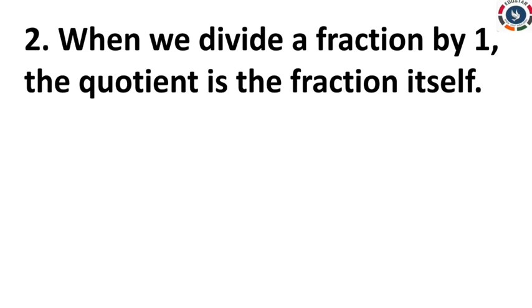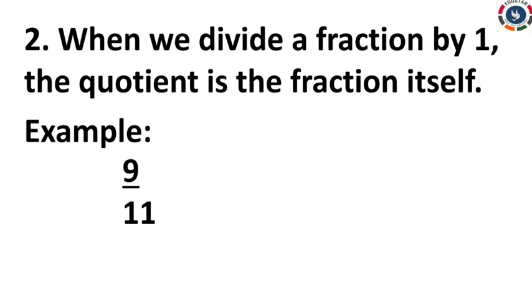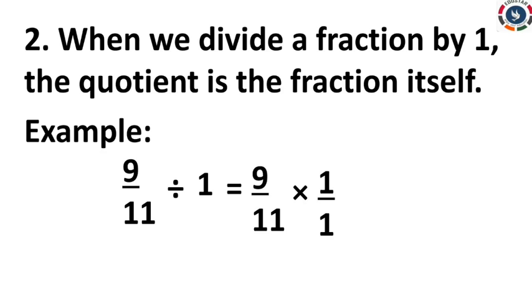Number 2: when we divide a fraction by 1, the quotient is the fraction itself. For example, write one of the fractions, 9 by 11 divided by 1. Whenever you divide any number by 1, you will get the same value. So it is equal to 9 by 11 into 1 by 1, which is equal to 9 by 11.